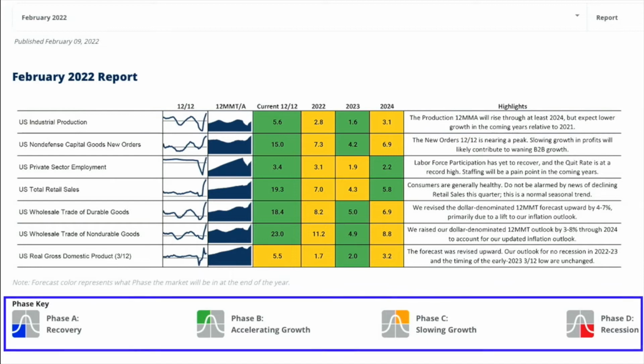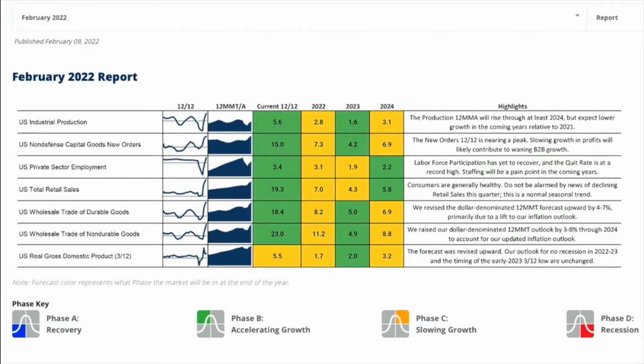So you can see the 4 phases, right? It could be blue for phase A, recovery, green for phase B, accelerating growth, yellowy orange for phase C, slowing growth, or red for phase D, recession. So depending on what the current color is in that current 12/12 column, you can tell what phase each of those core segments of the economy is in right now.